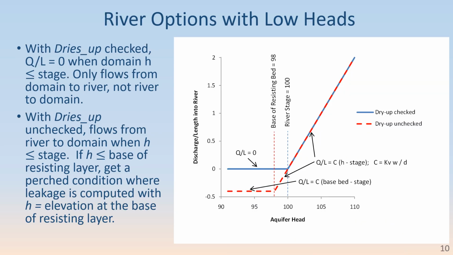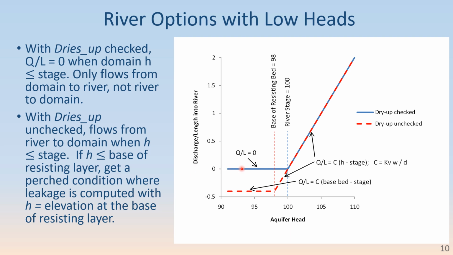For river line boundaries, you have 2 options in the input. You can check a box that says that this river segment will dry up, and that would be appropriate if the stream is quite small and would dry up if the aquifer head dropped below the stage, the specified stage. Or you can leave dries up unchecked, in which case there's a possibility of flow from the river back into the domain when the head falls below the stage. And this graph here shows how the discharge between the river and the domain works for those two options.